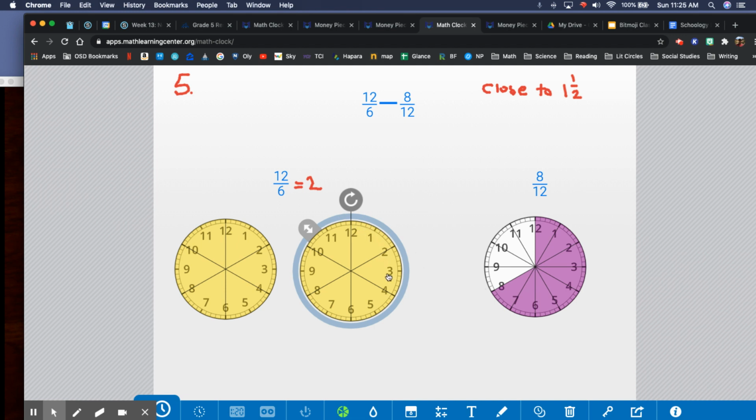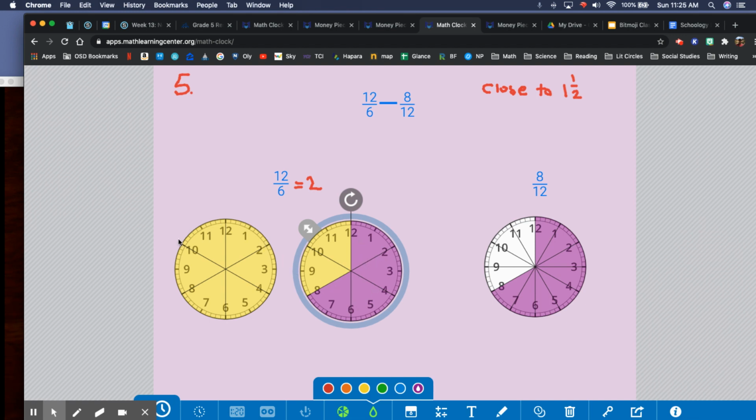So if I take away all the way to here, let's see if I can shade that in. Yeah, there we go. Purple. Okay, so let's go 2, 3. So I just took the same amount from this clock. I took that away from this clock over here. And what I'm left with is what I have in yellow.